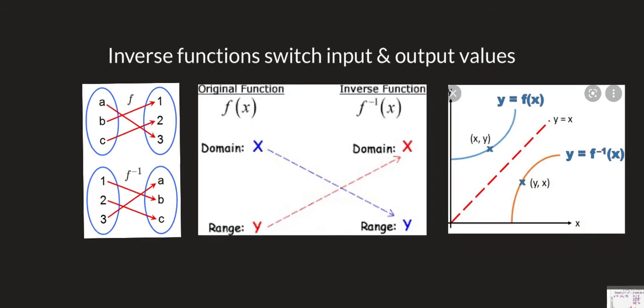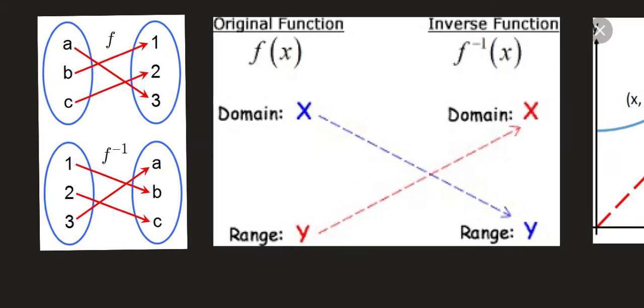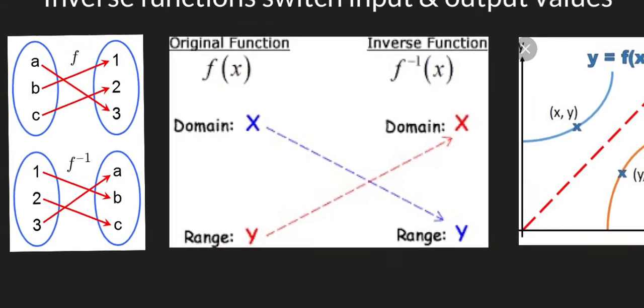And so we can see that here in this mapping, right? In the original function, A, B, and C are going to 1, 2, and 3. And then when we do the inverse, it switches. And now 1, 2, and 3 are going to A, B, and C.